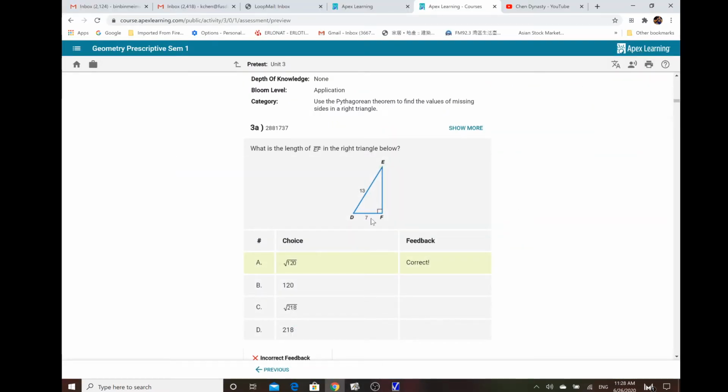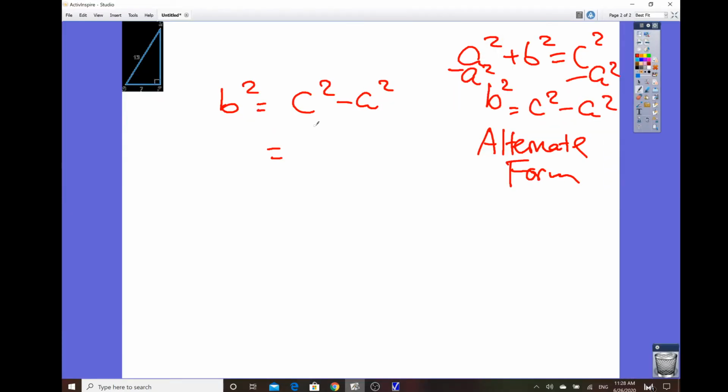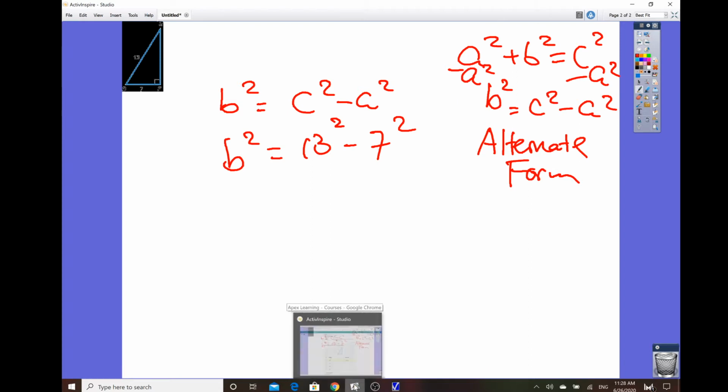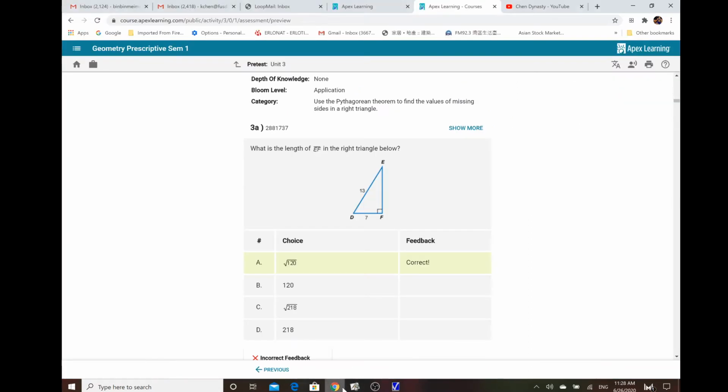So according to what we know, we do have 13, which is the longest leg. Shortest leg is 7. Okay, so let's just plug in a number. So b squared equals 13 squared minus 7 squared. And before we continue to work on the rest of this, let's check the solution first. So for the final solution, you need to simplify it all the way through.